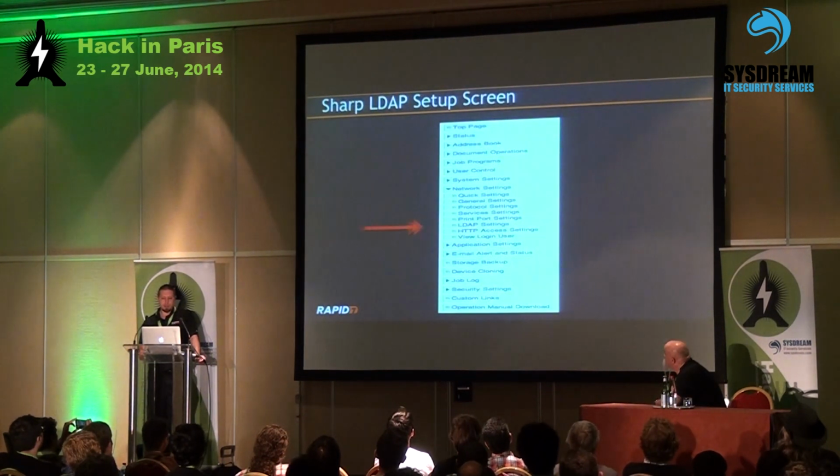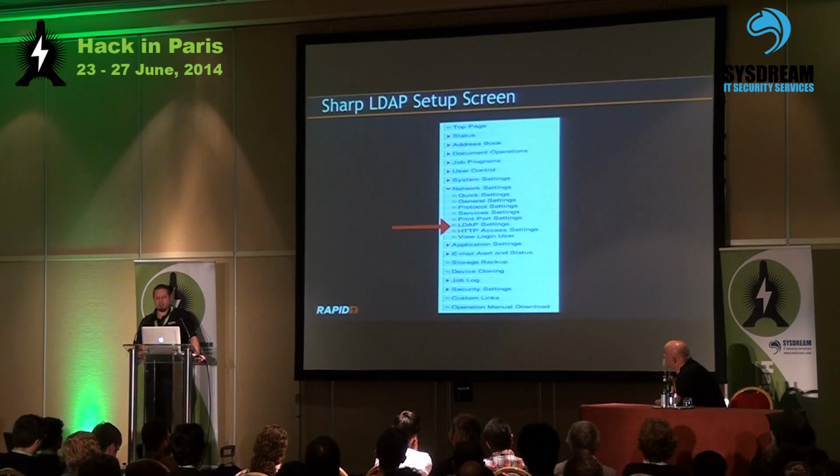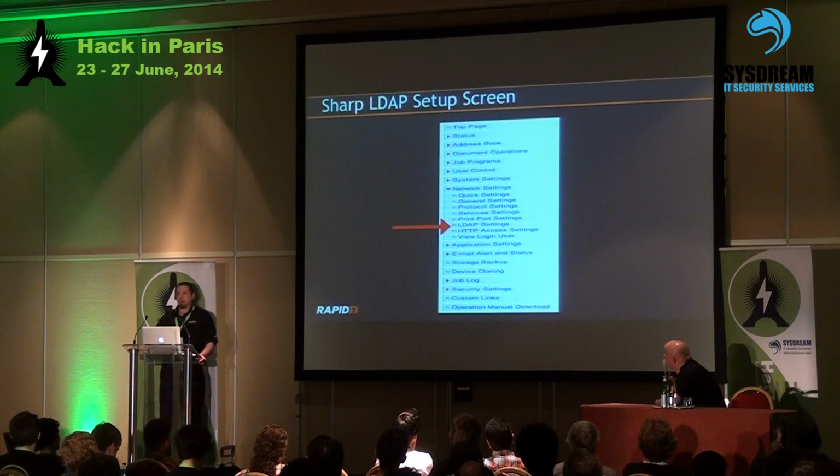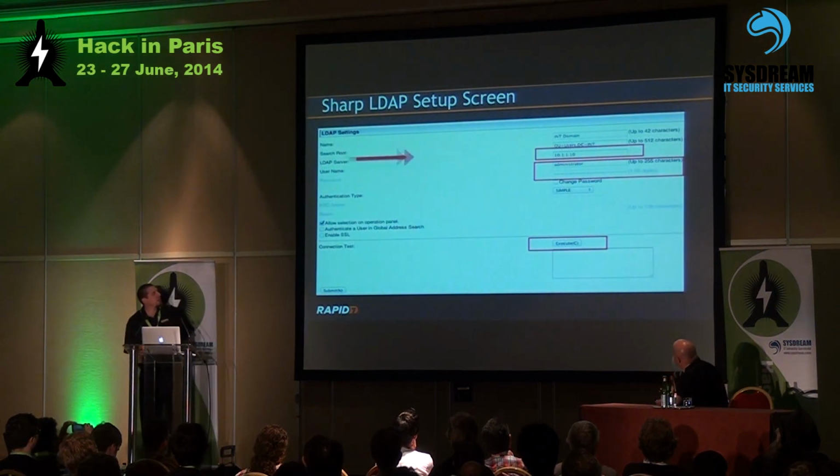Once you log in as admin, you'll see this drop down for you. And if you go underneath the system settings, there's an option to access the LDAP settings. Here are the LDAP settings. Right here's this IP address for the LDAP server.